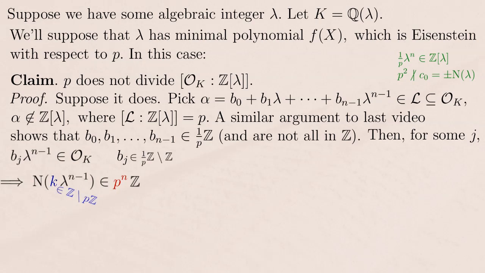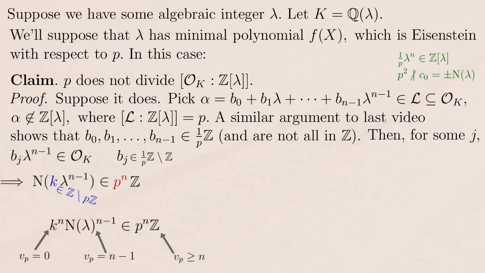Now, using the multiplicativity of the norm again, we finally get that k to the n times the norm of lambda to the n minus 1 is a multiple of p to the n. Okay, but the p valuation here is n minus 1, using the fact we established earlier that p squared does not divide the norm of lambda. Whereas to say that it's a multiple of p to the n says that its p valuation should be at least n. Right, that's a contradiction. So this can't happen. We've shown that if the minimal polynomial of lambda is Eisenstein with respect to p, then p cannot divide the index of Z adjoin lambda in the full ring of integers.